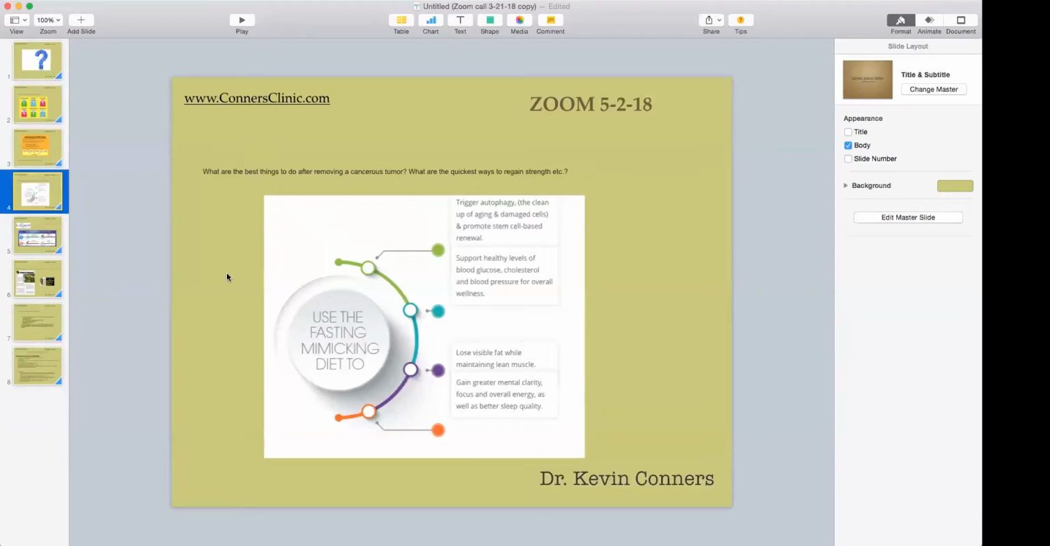When you upregulate mTOR and IGF-1 pathways with a cancer diagnosis, it is, I hate to say it, like throwing gasoline on a fire. So we want to do things to downregulate mTOR and IGF-1 after surgery. The best way to downregulate mTOR and IGF-1 is through fasting.